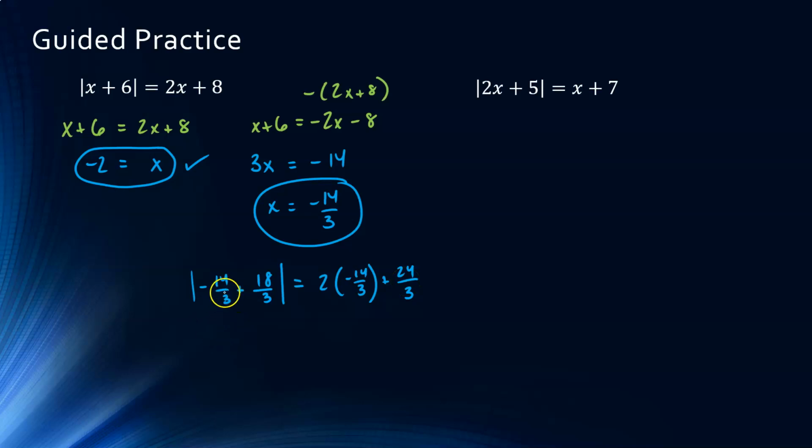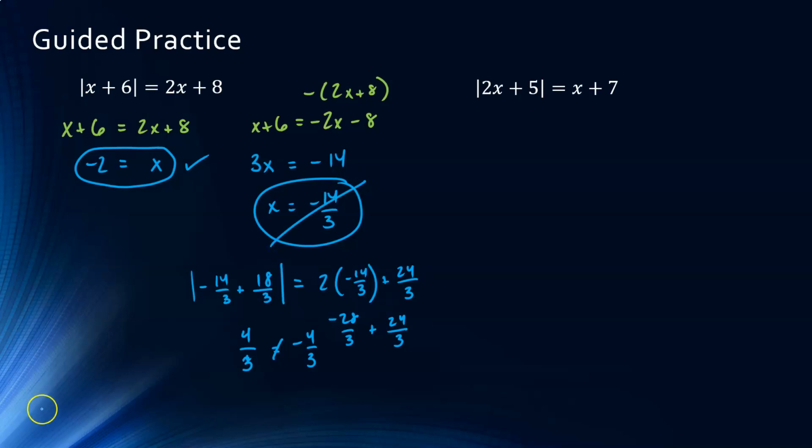So on the left side, negative 14 plus 18 would be 4, so we'd have the absolute value of 4 thirds, which is just 4 thirds. And on the right side, I'd have negative 28 thirds plus 24 thirds. And when you add those together, we get negative 4 thirds. Those are not equal to each other because they're not both positive or not both negative. So this is not one of our solutions.